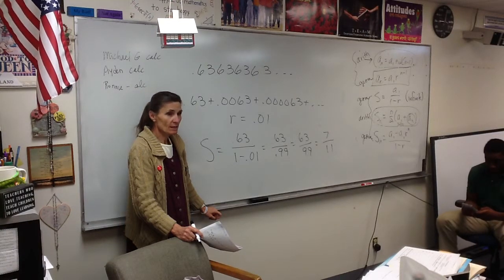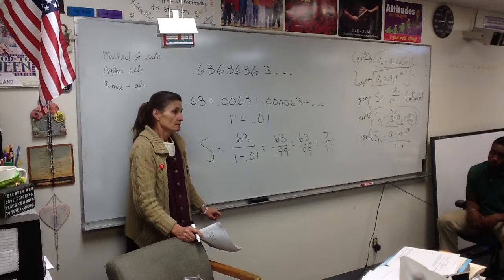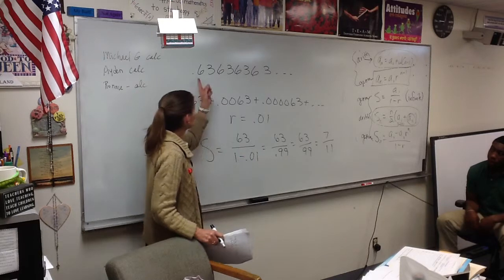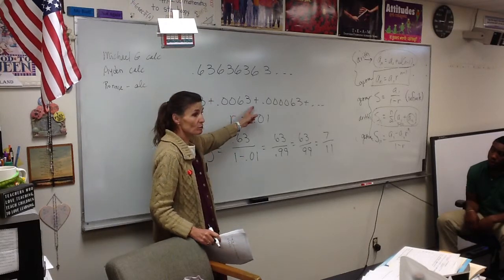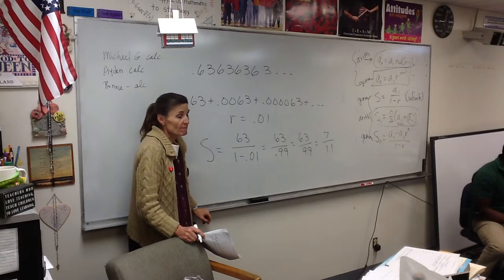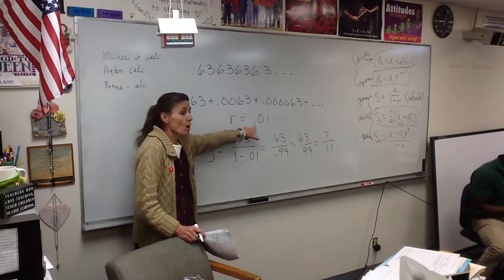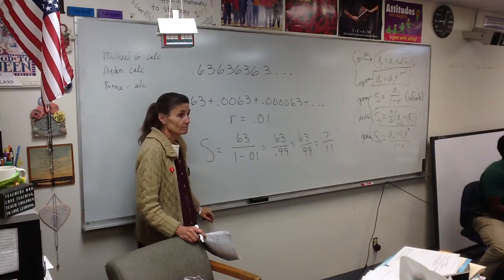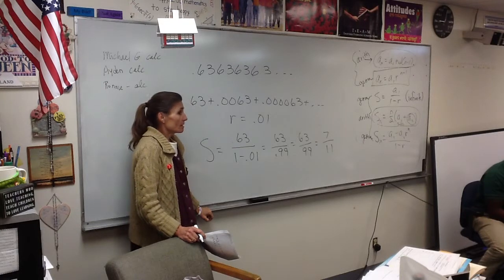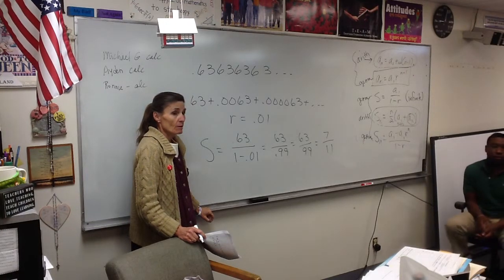Are we all set on that? How do you know it's 0.01? Because we moved the decimal point two places as we went from term to term. So we divided by 100. Dividing by 100 is the same as multiplying by 1/100. Okay?